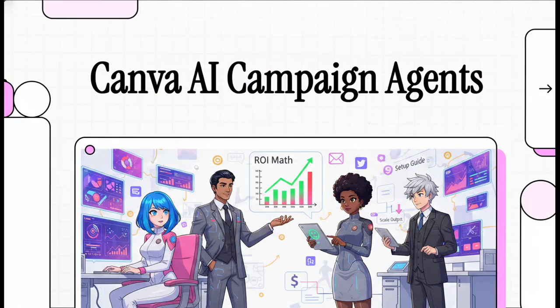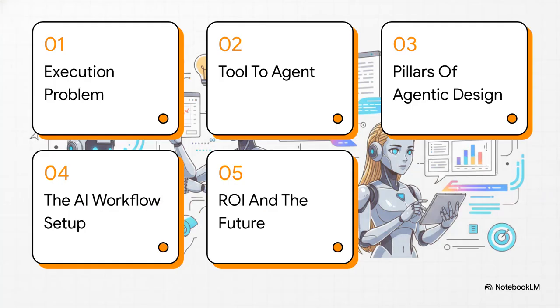Welcome to The Explainer. Today, we are diving deep into the massive release of Canva AI 2.0 from April 2026, and specifically, we're focusing on their new campaign agents. If you've been trying to figure out how to scale your output without skyrocketing your costs, well, this is your blueprint. We're going to look past all the industry buzzwords to break down the exact setup guide and, honestly, the hard, undeniable ROI math behind automated marketing ops. Okay, let's dive into this.